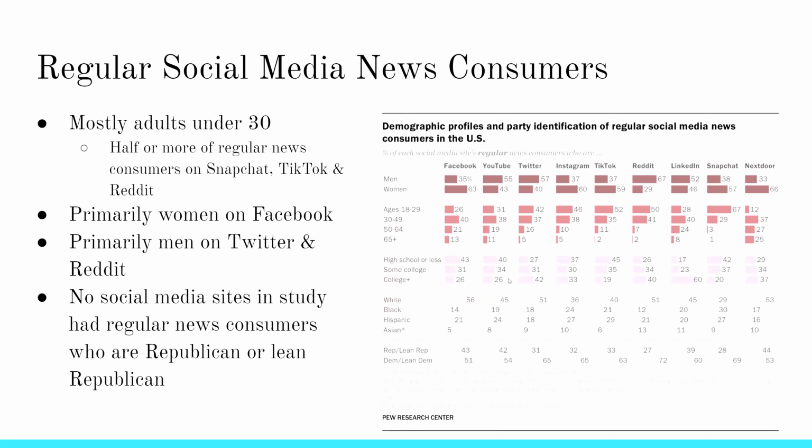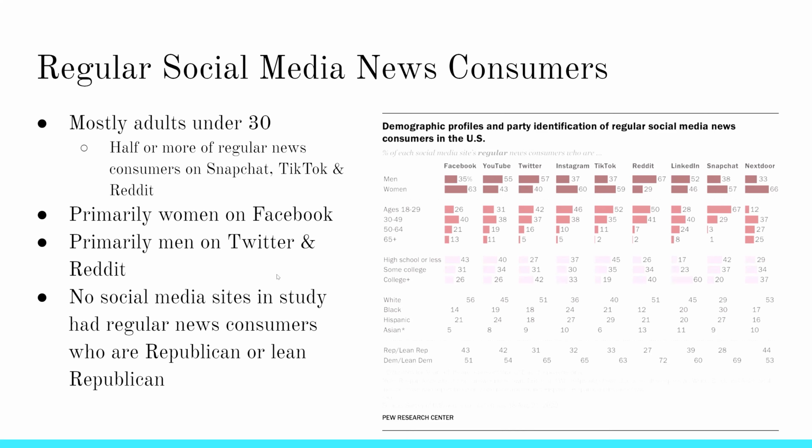So here's a nice demographic graph explaining different information about people who are considered regular social media news consumers. And you can see most of them are going to be adults under 30. Half or more of them are consuming news on Snapchat, TikTok, and Reddit. And also, if you want to look at a few other numbers, we can see that sites like Facebook and Instagram are more likely to have women using them, according to the study. And places like Reddit and Twitter are more likely to have men looking at the posts and things on there.